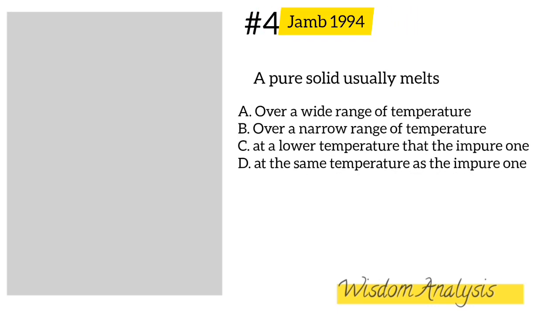A pure solid usually melts: A. Over a wide range of temperature, B. Over a narrow range of temperature, C. At a lower temperature than the impure one, D. At the same temperature as the impure one. The answer is B. Over a narrow range of temperature, because we said earlier that pure substances have fixed boiling and melting points. So over a narrow range of temperature is more accurate.